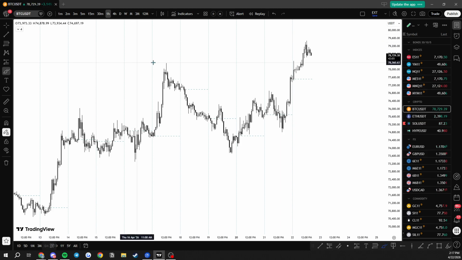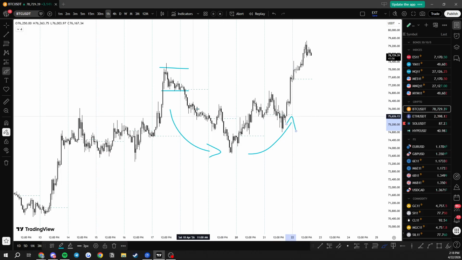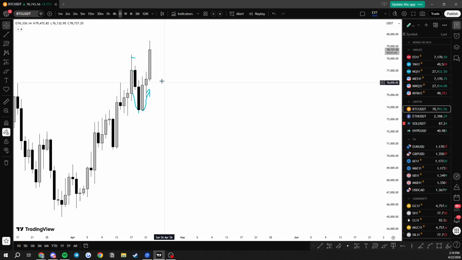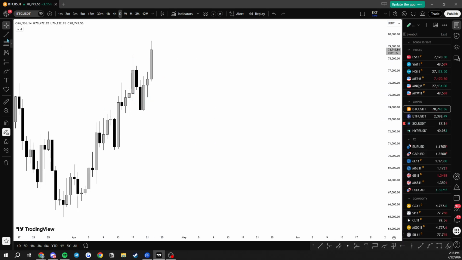But yeah, we pretty much had this little market maker buy model play out. That right there is probably a good section of price action to study if you guys are trying to become a little bit more proficient with using the market maker model. But yeah, so jumping back up on the daily, we have a new daily order block.